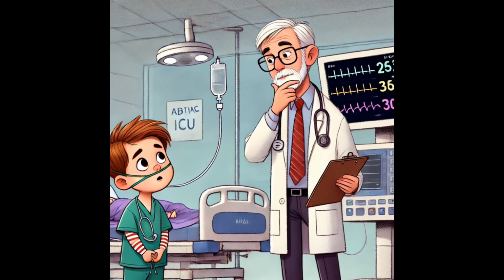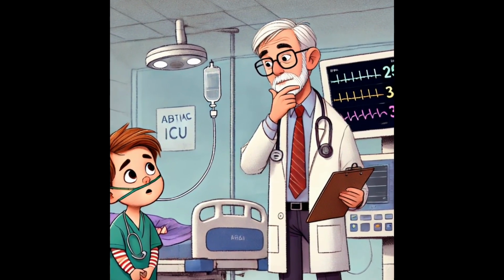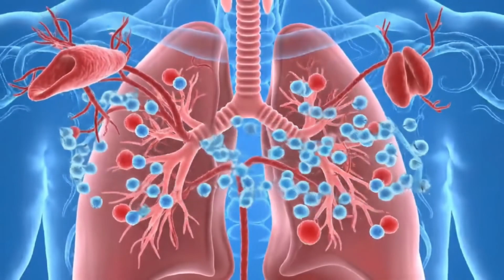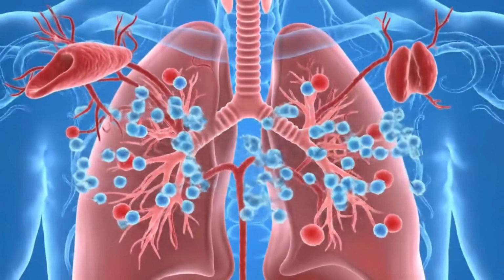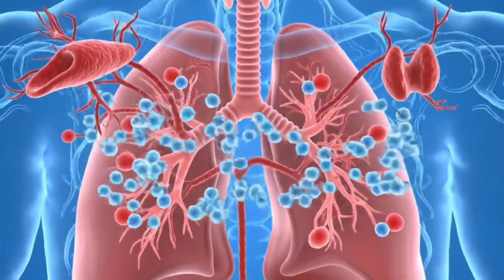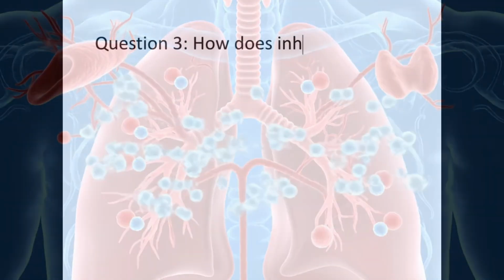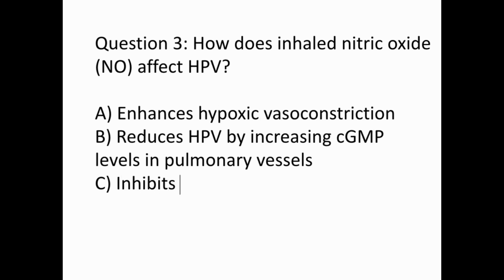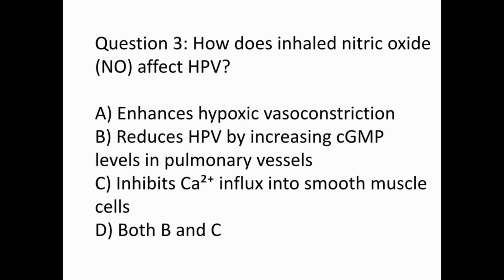However, chronic hypoxia, as in sleep apnea, leads to persistent HPV, increasing pulmonary vascular resistance and potentially causing pulmonary hypertension and right heart strain, cor pulmonale. Question 3. How does inhaled nitric oxide, NO, affect HPV? A. Enhances hypoxic vasoconstriction.